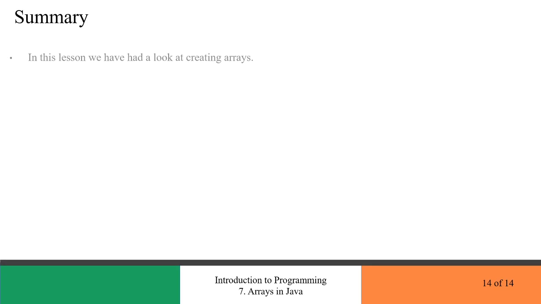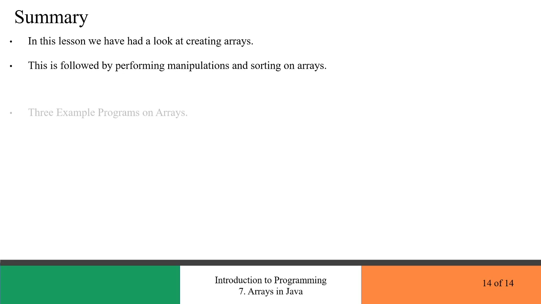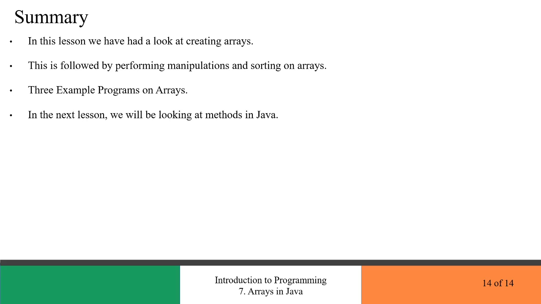To summarize this lesson, we have had a look at the two examples of working with arrays, namely finding the position of an array element and sorting an array. As a part of our next lesson, we will have a look at what methods in Java are.